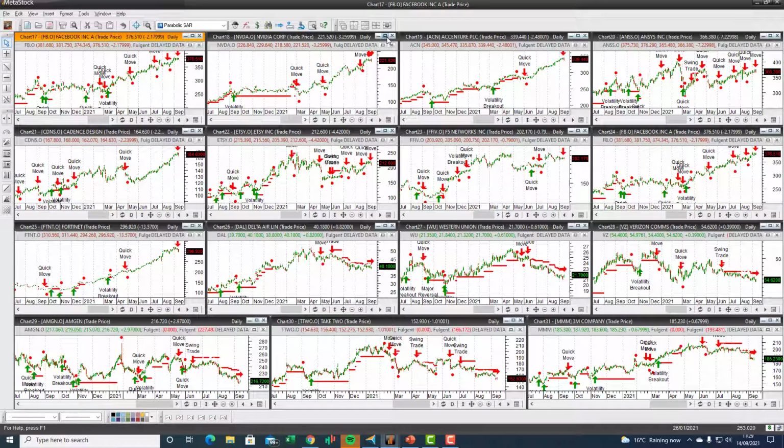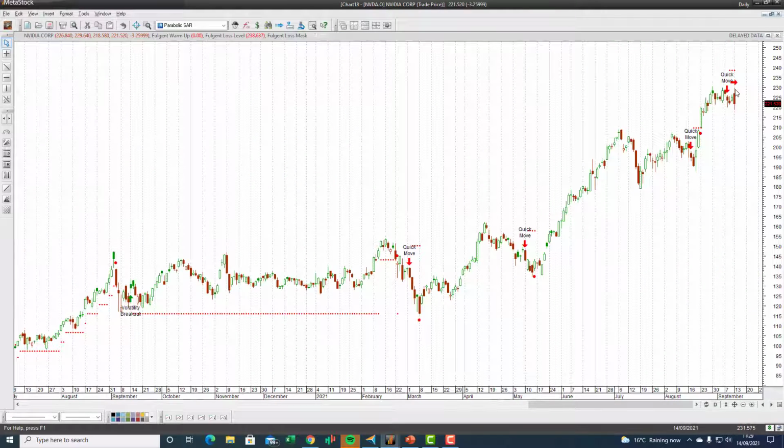Nvidia is the next one. Quick move to the downside. Your stop loss is up there, 240. That's somewhat of a negative candle there. It will be interesting to see if it's going to snap back down to 210. So there's a quick short sell, so swing trade on Nvidia.